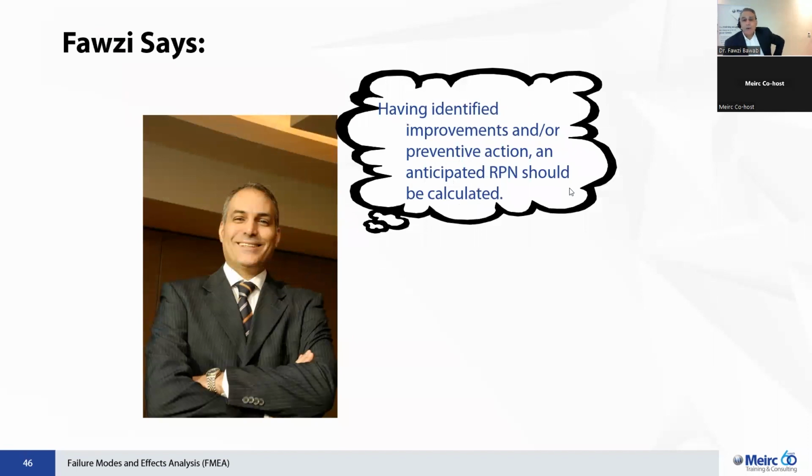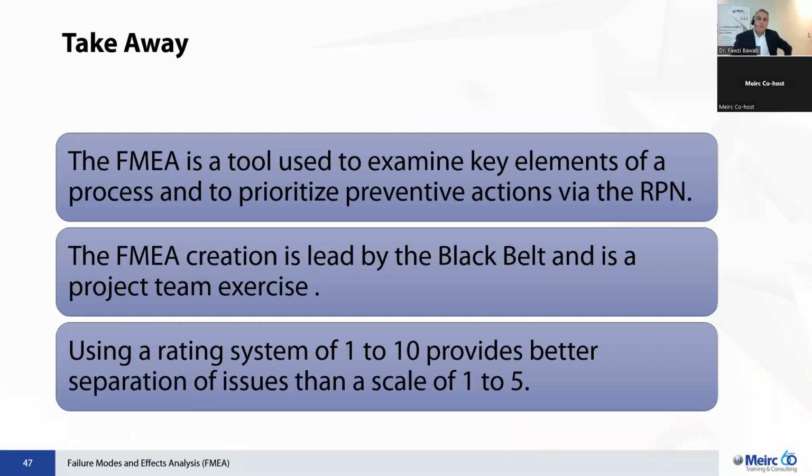Something to share with you, that once you have identified your improvements and your preventive action, the anticipated RPN should be calculated again. And again, the RPN number would go down as an indication that your risk has been reduced as well. So this is the whole aim of this discussion, and this tool is to use a tool to help us identify risk, and then use it to build a living document that will become something that we discuss internally.